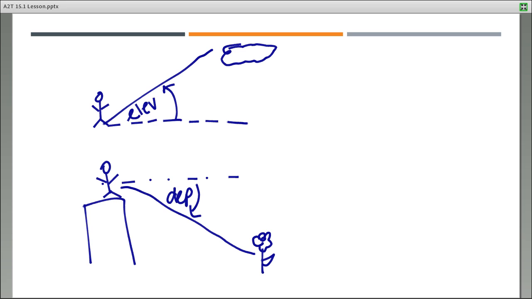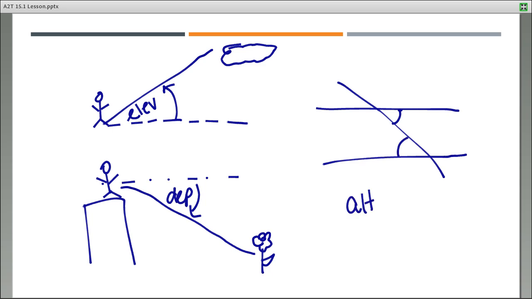And so why does that matter? Well, when you've got two horizontal lines cut by a transversal, then that means that alternate interior angles are congruent. Do you remember that? Alternate interior angles are congruent. And that's what we're going to use.